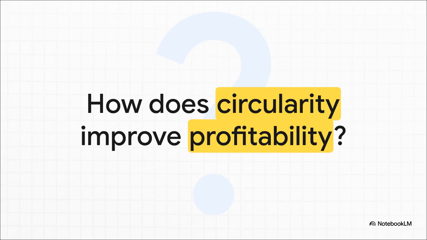All right, it's time to break out those notepads. I want you to build a logical chain of reasoning linking the implementation of circularity to a long-term reduction in unit costs and ultimately improved operating profit margins. Please pause the explainer now and complete Task 1.